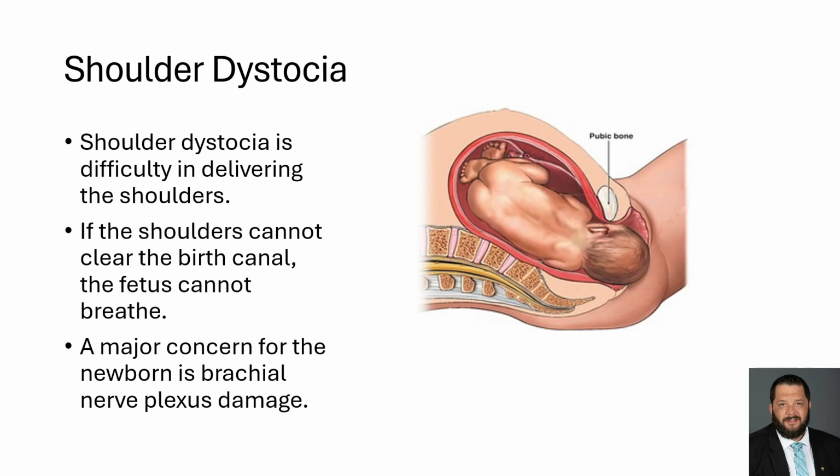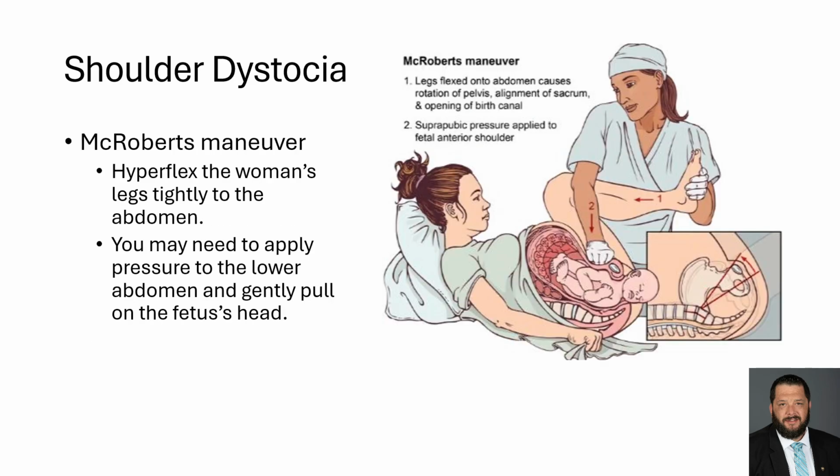Shoulder dystocia is difficulty in delivering the shoulder for the infant and can be a significant cause of fetal injury and is relatively manageable in the prehospital world. If the shoulders can't clear the birth canal, then the fetus can't breathe. Remember that maternal and fetal circulation have been separated at this point. And a major concern for the fetus is the brachial plexus injury that can occur by exerting pressure on that shoulder.